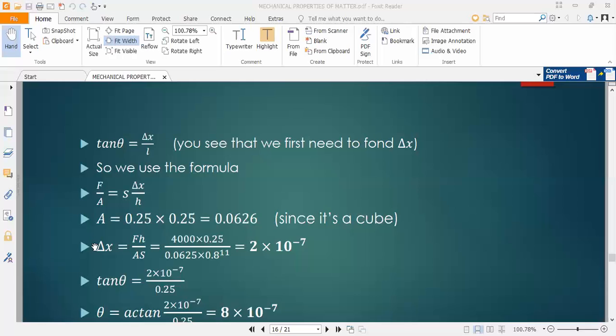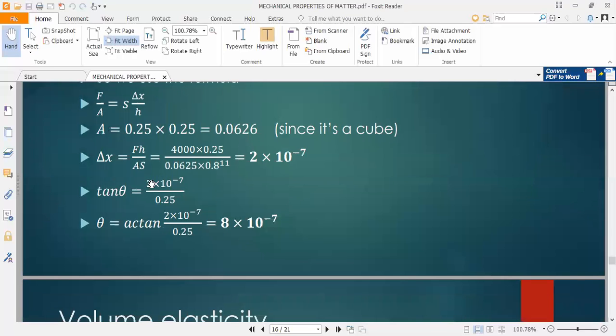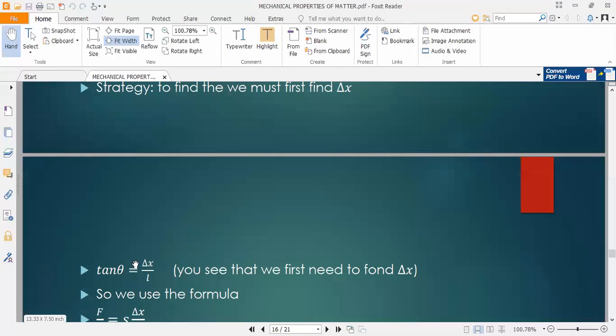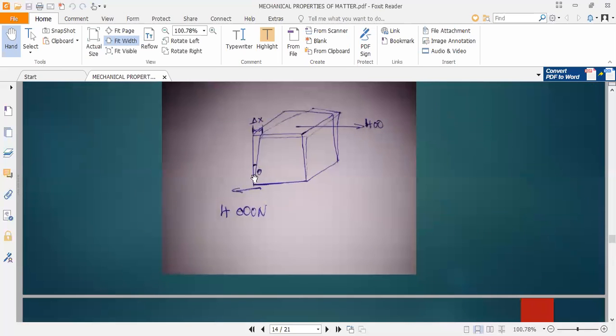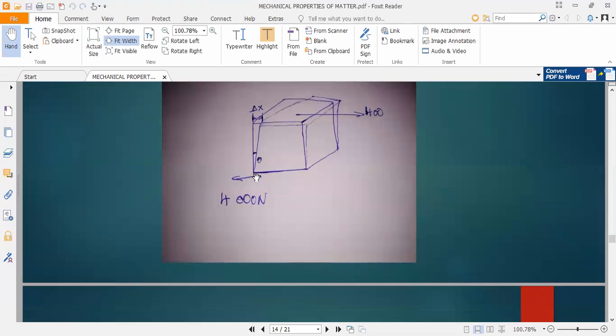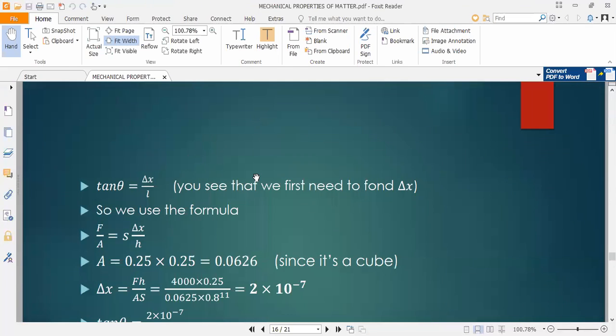So we have found the change in length, and it is 2 times 10 to the power minus 7, and this is in meters. All right. And then from there we can find the angle. As we said earlier on, remember they told us to find the shearing angle. And the shearing angle is this part here. They said find the shearing angle, and the shearing angle is that part.